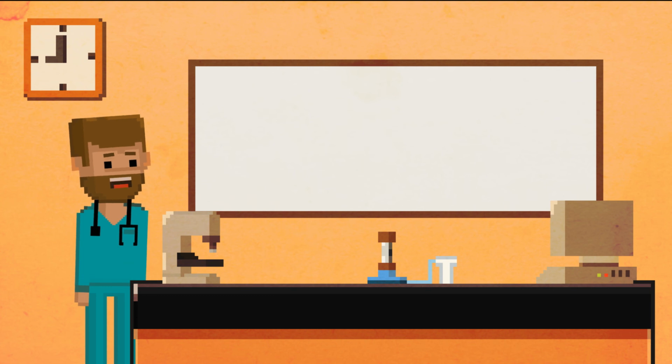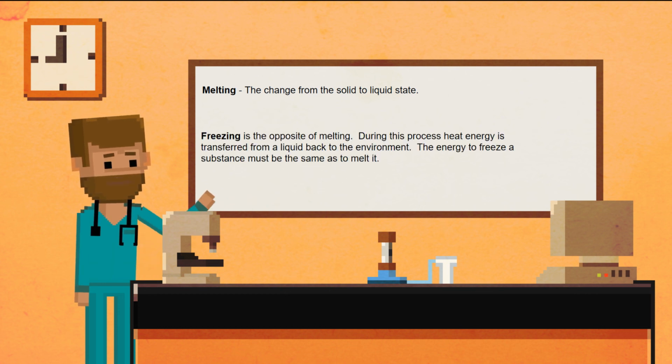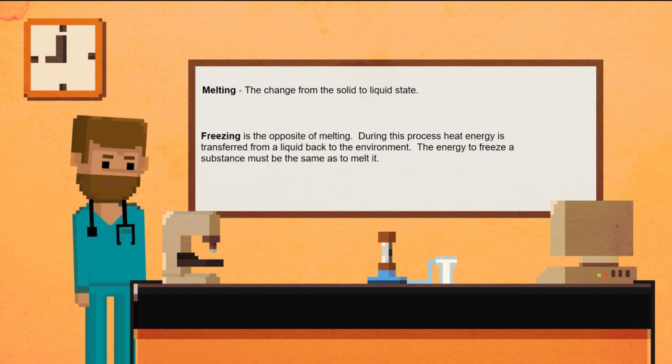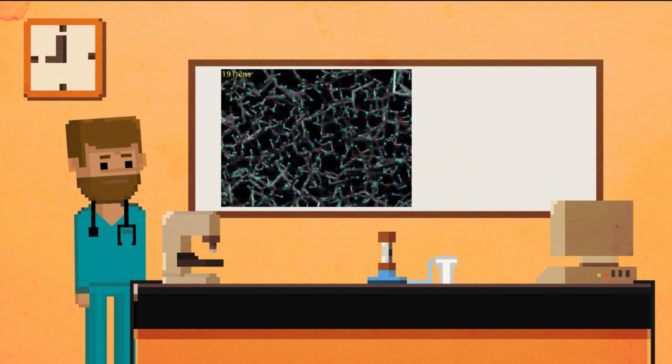There's a few more terms that we should know regarding change of state. So melting, for example, is changing from a solid to a liquid. Freezing is the opposite. That's a liquid turning to a solid. I found an interesting molecular dynamics simulation. This kind of shows what's happening to water molecules as they freeze.